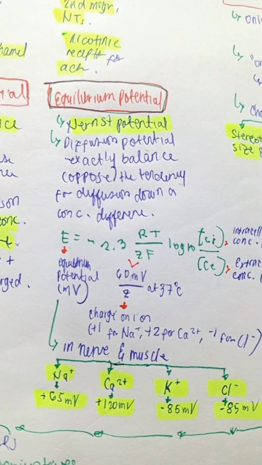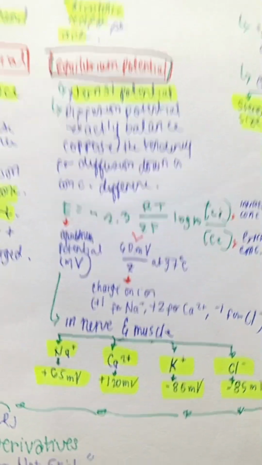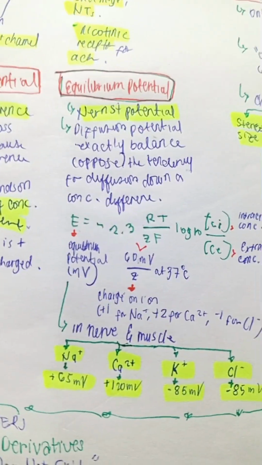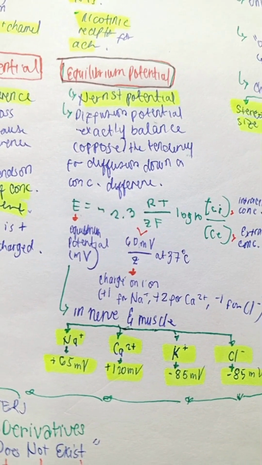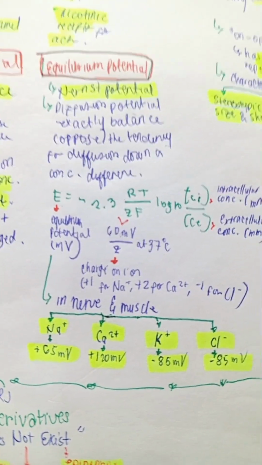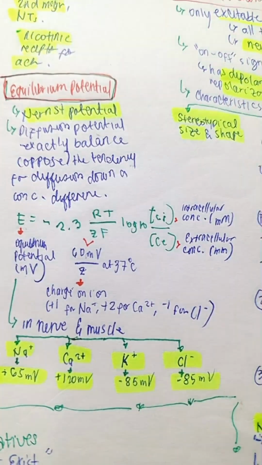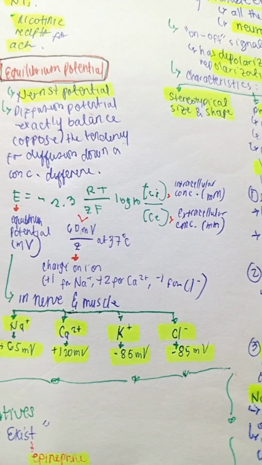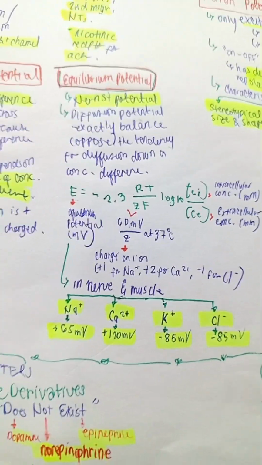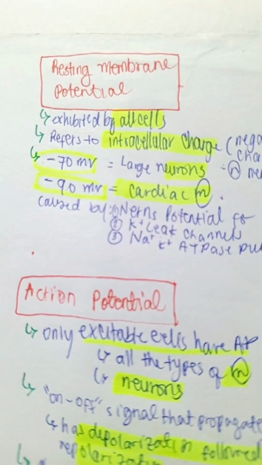And the equilibrium potentials in millivolts in nerves and muscles are as follows. Sodium has positive 65 millivolts, calcium has positive 120 millivolts, potassium is negative 85 millivolts, and chloride is negative 85 millivolts, same with potassium. Here we have the resting membrane potential.